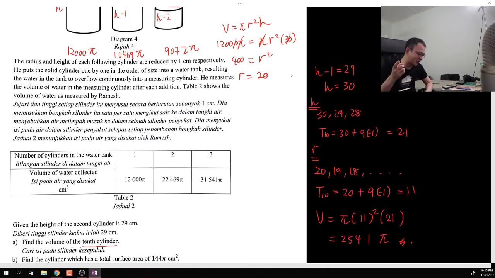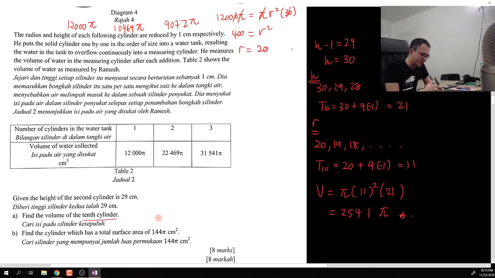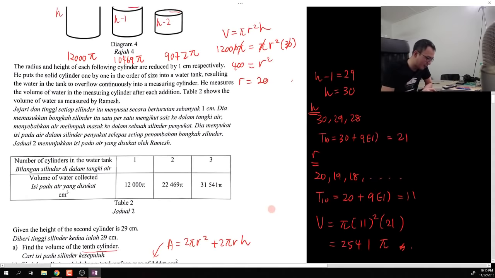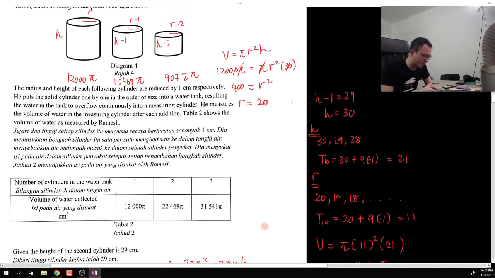So find the cylinder which has a total surface area of 144 pi. Alright, we know the cylinder area. Okay, so we want to find the total surface area. For cylinder, the area formula is 2 pi r square plus 2 pi r h. So we want to know which one actually will give me the 144 pi. I kind of need to solve it or make the connection between them. I guess this one is not so simple.